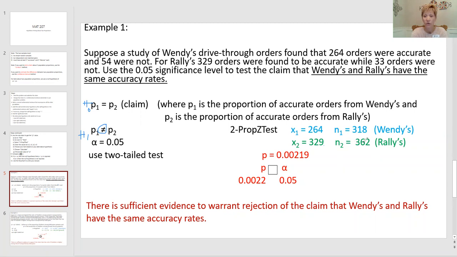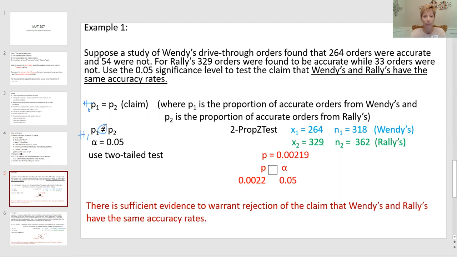And my total was 362. I got that by adding the 33 to the 329, the good ones and the bad ones. And then I'm doing accuracy, so my accurate ones went there. All right, then I remember I have to tell it what test to run. So I go back and look, and I have not equals on my alternative. So I highlight not equal, and then I hit calculate.